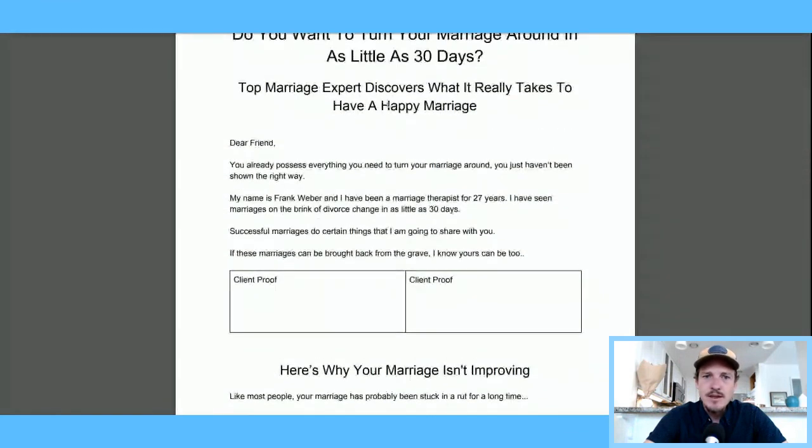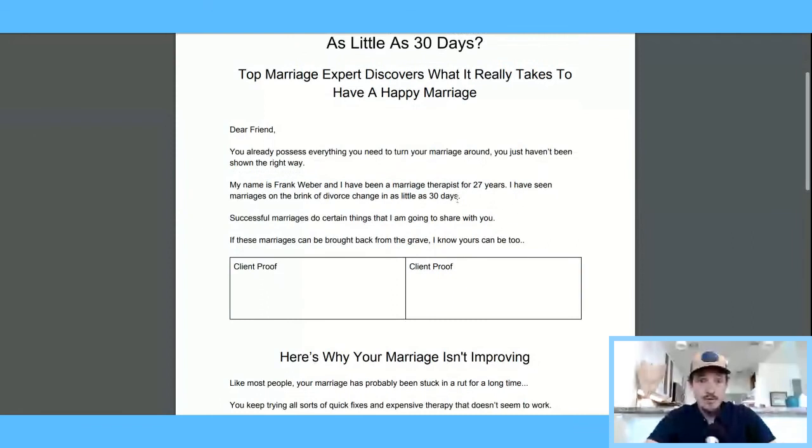And then, "top marriage expert discovers what it really takes." So, what is it that it really takes? What is that thing? You don't have to reveal it immediately. What is the uniqueness of what you're doing that's different than everything else? "What it really takes" is not specific enough. So a little bit more specificity, I think, could help. But this is great. This is pure promise lead.